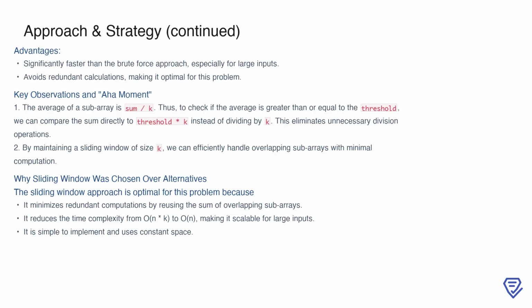The aha moment here is realizing that this technique balances efficiency with simplicity, making it the ideal choice. The sliding window approach not only reduces the time complexity from O(n*k) to O(n), but it also uses constant space, ensuring scalability and ease of implementation.